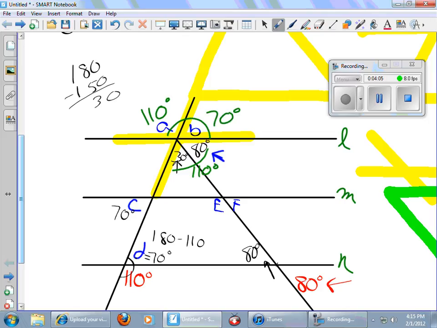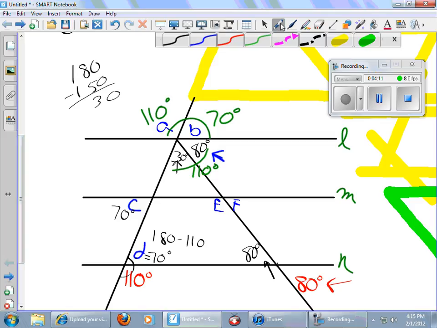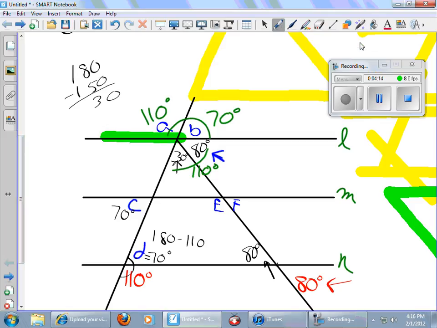Now, you could have also used the argument here, and this one gets kind of weird, but check this out. I could have said, oh, angle C and angle B are alternate exterior. They're on opposite sides of the transversal, and they're outside the parallel lines. Alternate exterior. So that proves that B and C are also the same. Now, my calculations show that they had to be, but just another way to look at it.